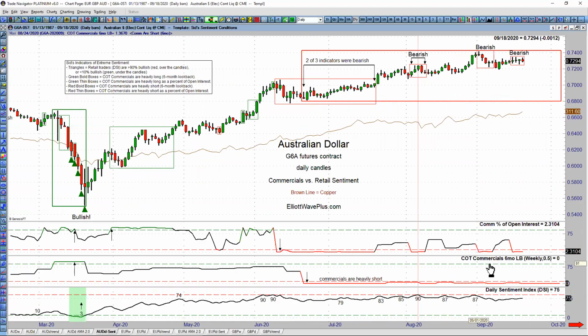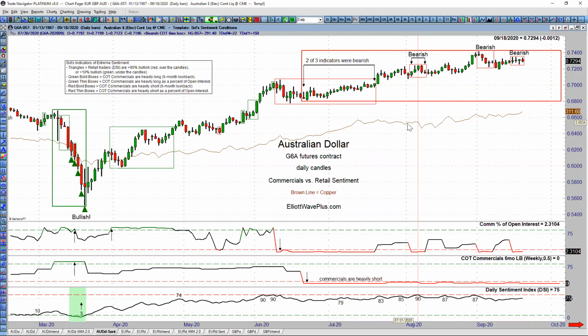We definitely have a bearish condition on the sentiment. Commercials as a percent of open interest, heavily short. On a 6-month look back, heavily short, and as short as they've been at any point in the last 6 months. And commercials are really committed to a short position here. Retail sentiment still pretty high, 75. Lots of room to the downside. So I think this is really close to letting go.